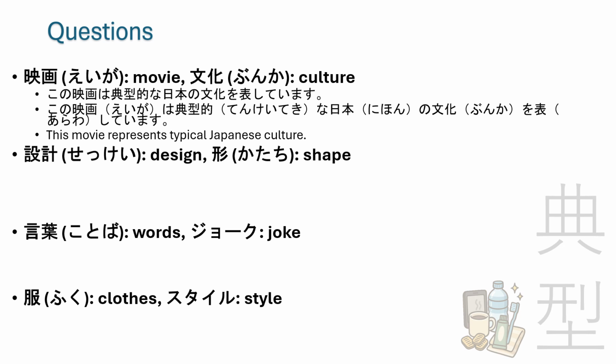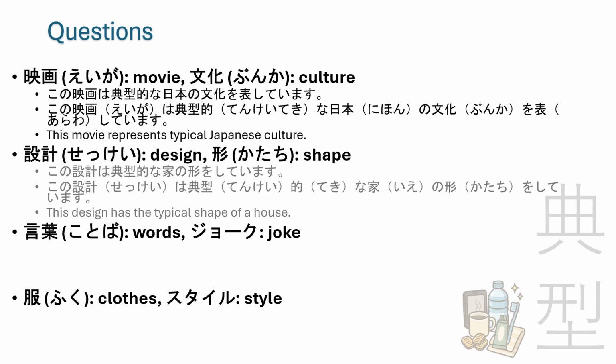How can you describe a design, 設計, that has a typical 典型 shape, 形, of a house, 家, reflect on common architectural forms. この設計は典型的な家の形をしています. This design has the typical shape of a house.